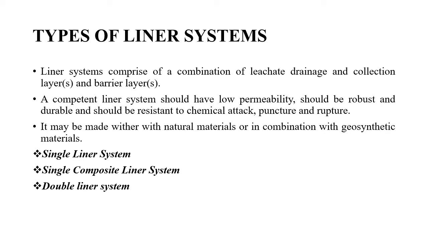Okay, so as mentioned, the liner systems can be made either with natural materials. Mostly you will go for clayey types of soils because of their low permeability, or you can make the landfill system with equivalent geosynthetic material which would perform the same function as the natural materials, or you can build the landfill with a combination of natural materials and geosynthetic materials. Now the three main types of liner systems are the single liner system, the single composite liner system, and the double liner system.